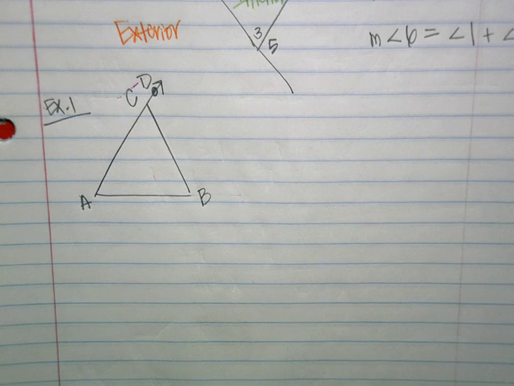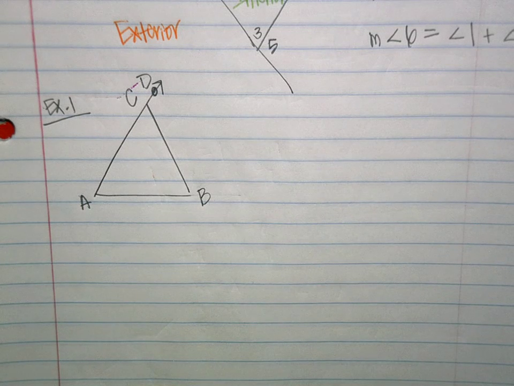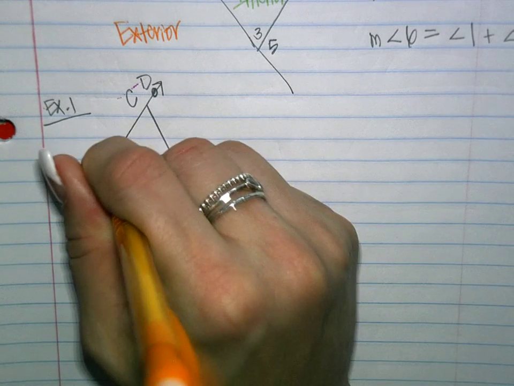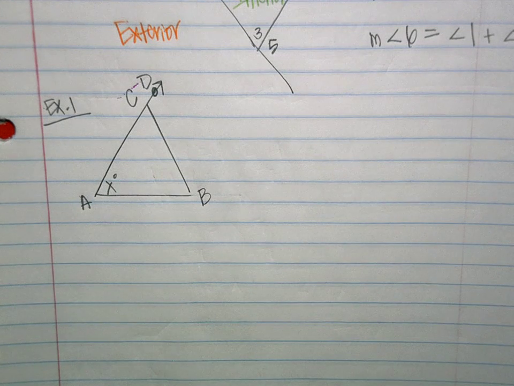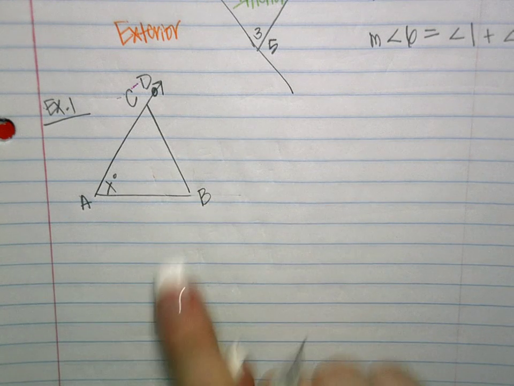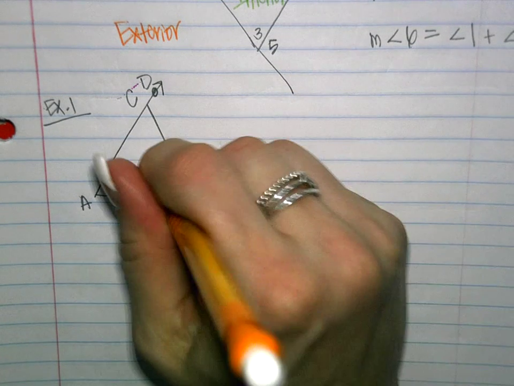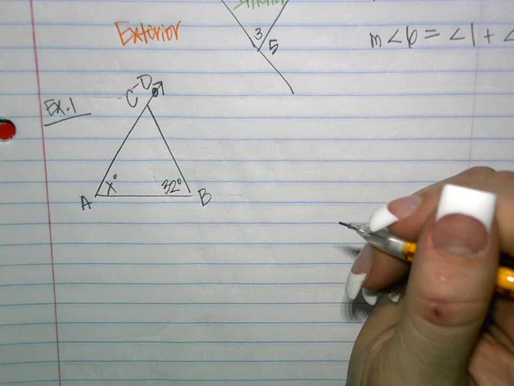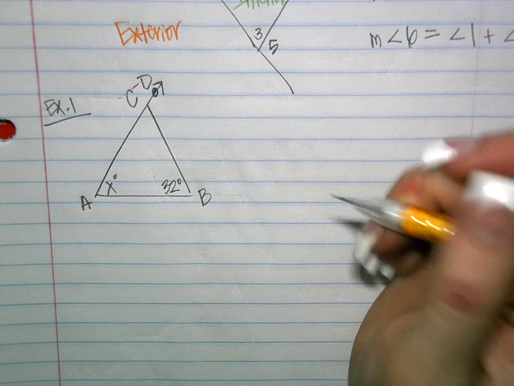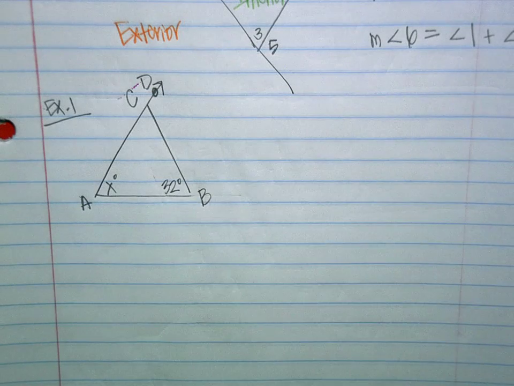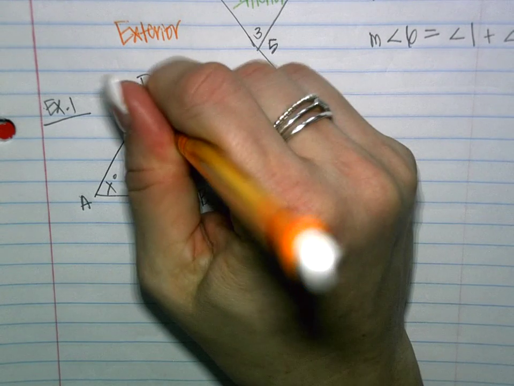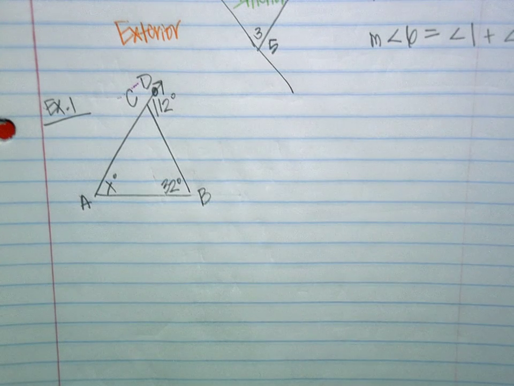Now I'm going to put in some values. Okay, so if I tell you that the measure of angle A is X degrees, put the X in A's corner. Measure of angle B is 32 degrees. And the measure of angle BCD, the outside, is 112 degrees.